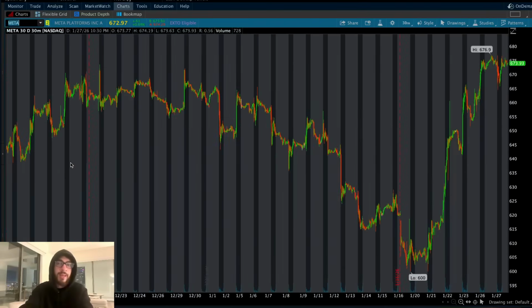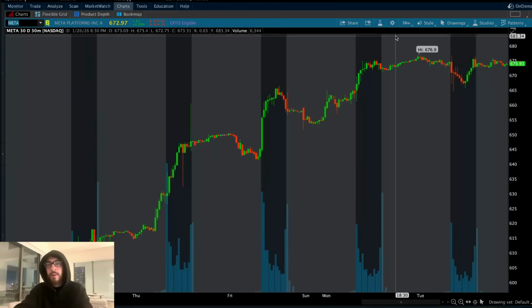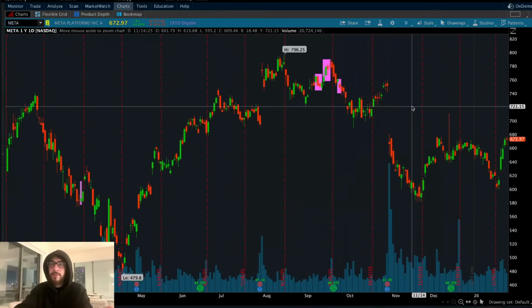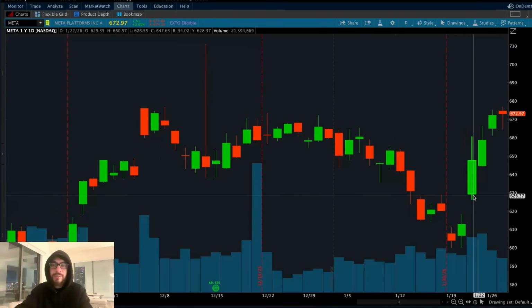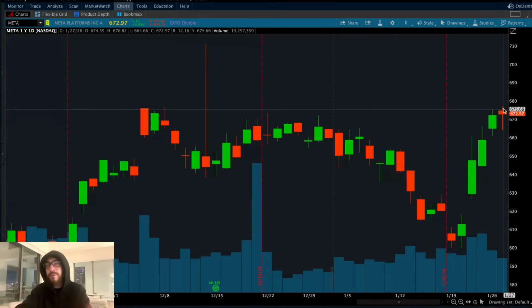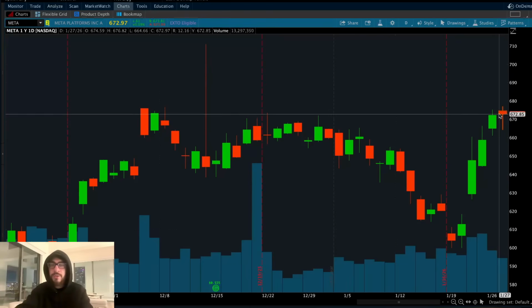This is another one, like META. I hit this one too. Oh, look, it's 600. Look at the gap. The gap was right here. It filled the gap. Then it reversed. You could have easily got in the 620s. Now it's 670s. Oh, 50 points. Buy 1,000 shares, 50K.